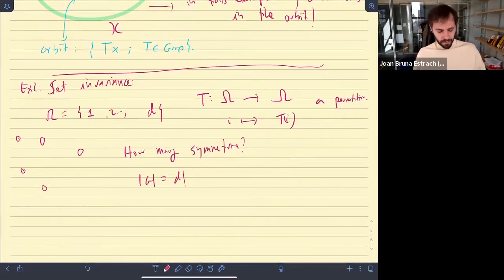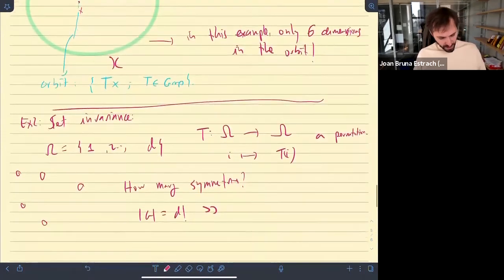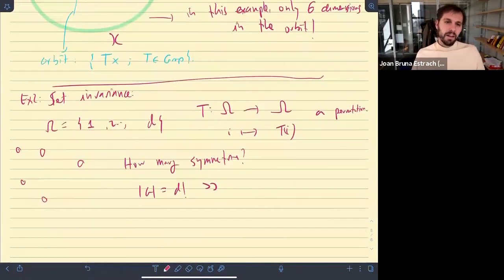In that case, it is much, much larger than the previous example, where I had just killed 1 degree of freedom. In the previous example, if I have a grid of D pixels, the number of translations is equal to the number of pixels. In this other example, the number of transformations I have is actually D factorial. So this is much larger than the D that I had before.